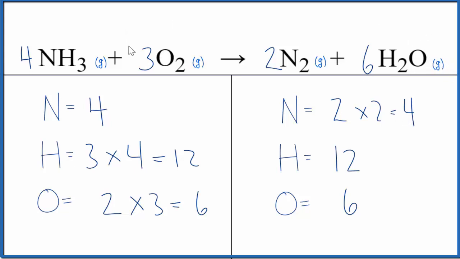This is Dr. B with the balanced equation for NH3 plus O2 yields N2 plus H2O. Ammonia plus oxygen gives us nitrogen gas and water.